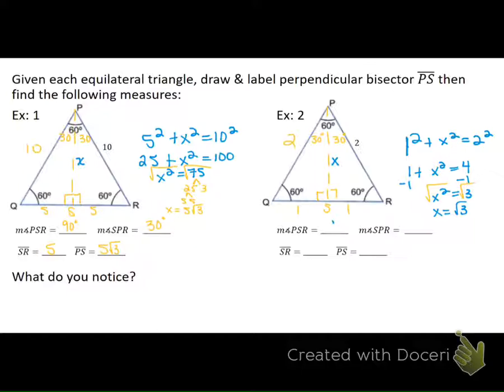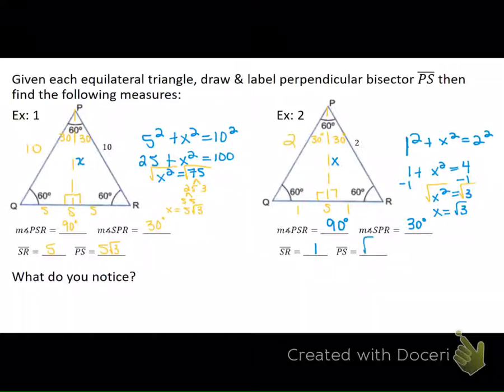PSR is a 90-degree angle. SPR is a 30-degree angle. SR, as Rob told us, was 1, and we found PS to be root 3. So what do you notice about these relationships? First, let's look at the side opposite the 30-degree angle: this one is 5, and this one is 1. Opposite the 60-degree angle, this one is 5 root 3, and this one is 1 root 3. What do you notice about the one opposite the 60?